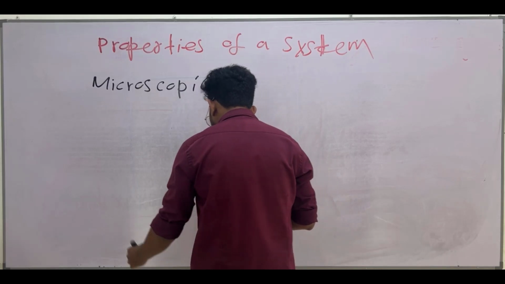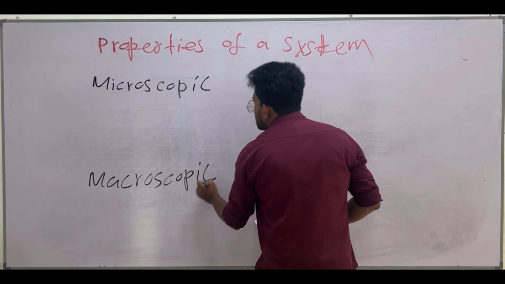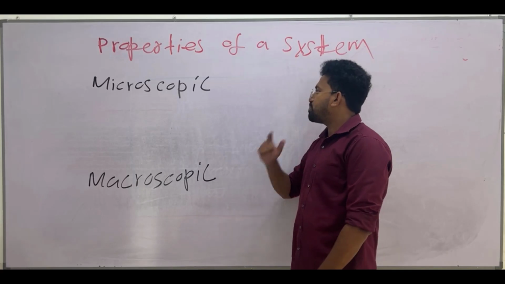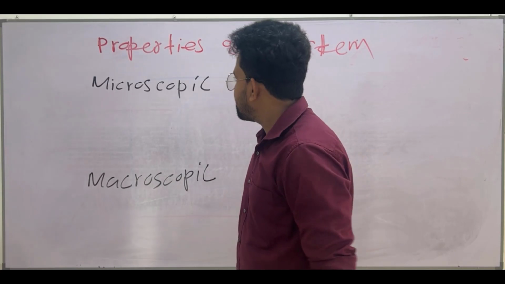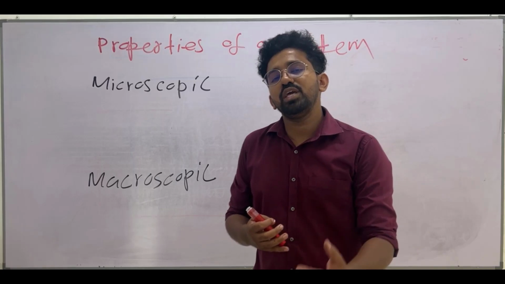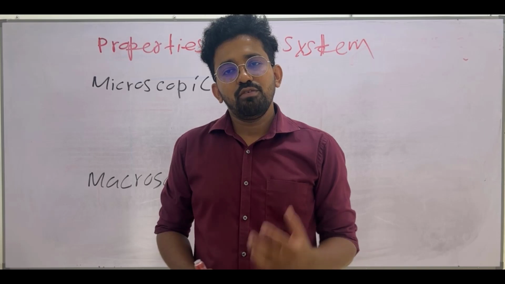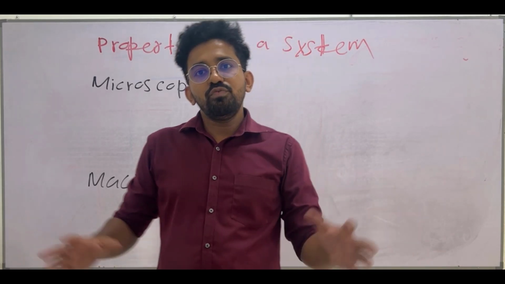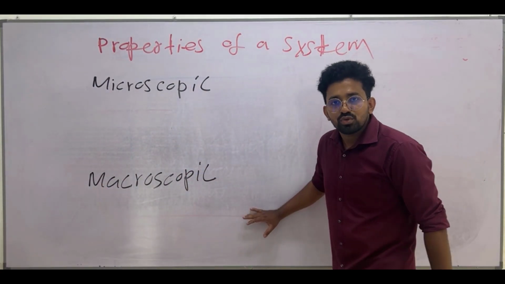Microscopic properties. The other one is macroscopic properties. Microscopic properties and macroscopic properties. These are two things that we know already. Macroscopic properties mean properties that we can observe with our naked eye, or that we can touch and feel. Likewise, we call those macroscopic properties.